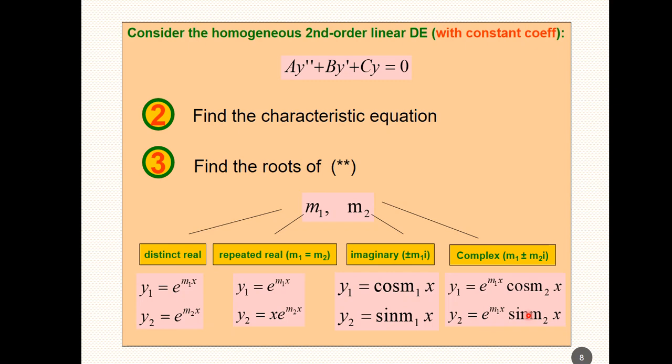So the key is you have to be sure that the DE is homogeneous. Then you have to determine the characteristic equation, and based on the characteristic equation, use the appropriate form of the terms of the general solution of the given DE. Now we're ready to have specific examples on the 4 different forms of the roots of the characteristic equation.